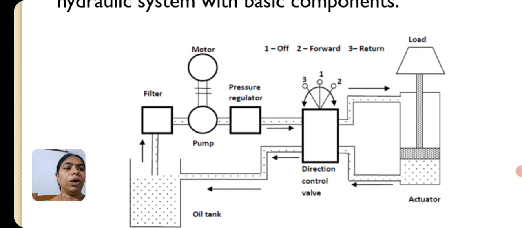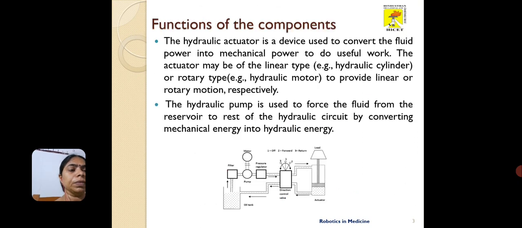So, it consists of an oil tank, filter, motor, pump, pressure regulator, direction control valves, actuator and load. The hydraulic actuator is a device used to convert fluid power into mechanical power to do useful work. The actuator may be of two types, linear type or rotary type. Linear type, example hydraulic cylinders, rotary type, example hydraulic motor. So, it provides both types of motions, linear as well as rotary.